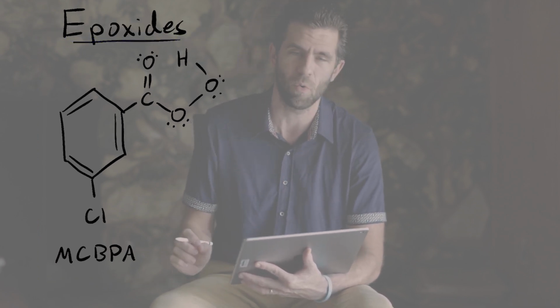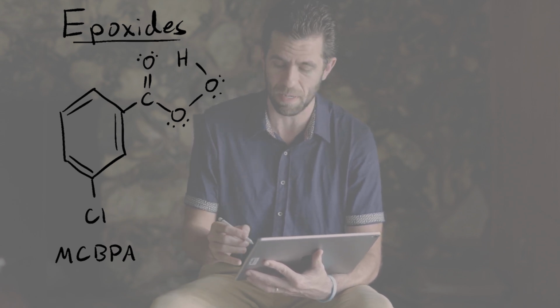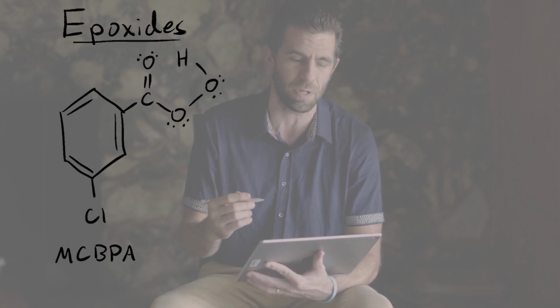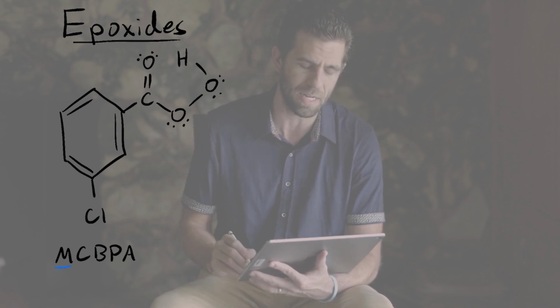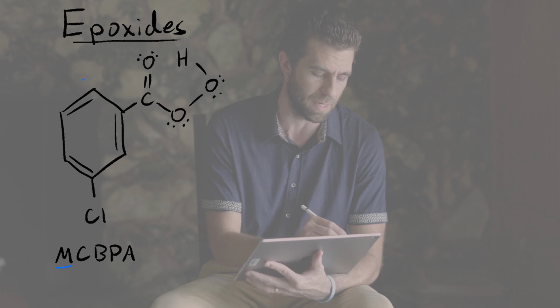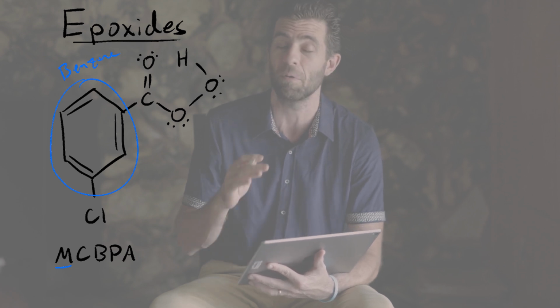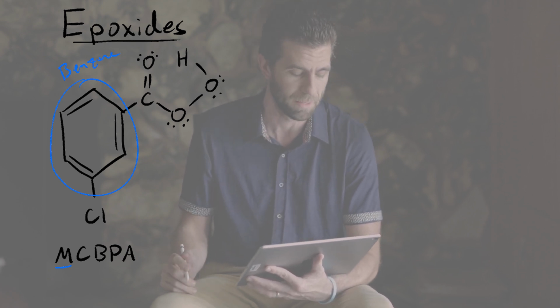MCBPA is one of the compounds that we frequently use for this. Now, MCBPA, I'll break down the name really briefly, but we'll get into this later on in organic chemistry. M stands for meta, because if you're looking at a benzene ring, this is called a benzene, a six-membered ring with those alternating double bonds.